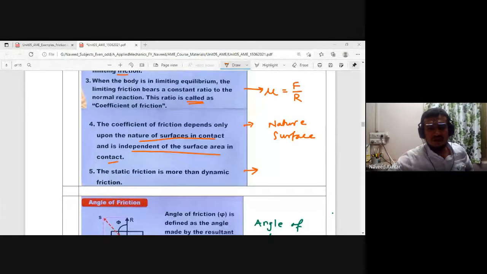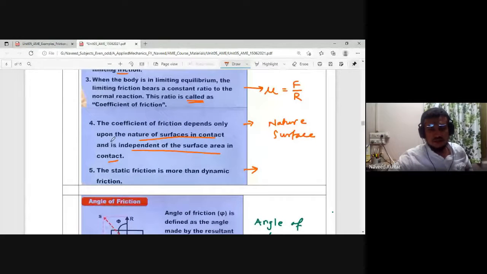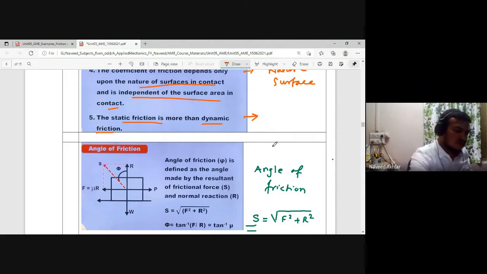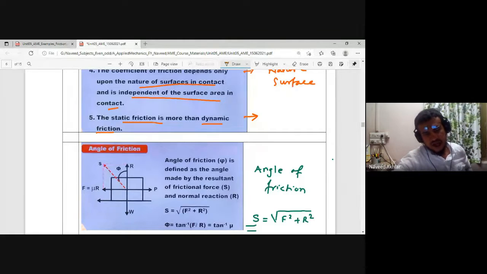Then coefficient of friction depends upon the nature of surfaces in contact, and is independent of the surface area of contact. So mu depends on the nature of the surface of contact, rather than the surface area of contact. It is not dependent on the surface area, it is dependent on the nature of surface. The static friction is more than the dynamic friction. Why? Because the body is at rest. That's why static friction is always greater than dynamic. Okay, that is, we have seen the laws of friction.